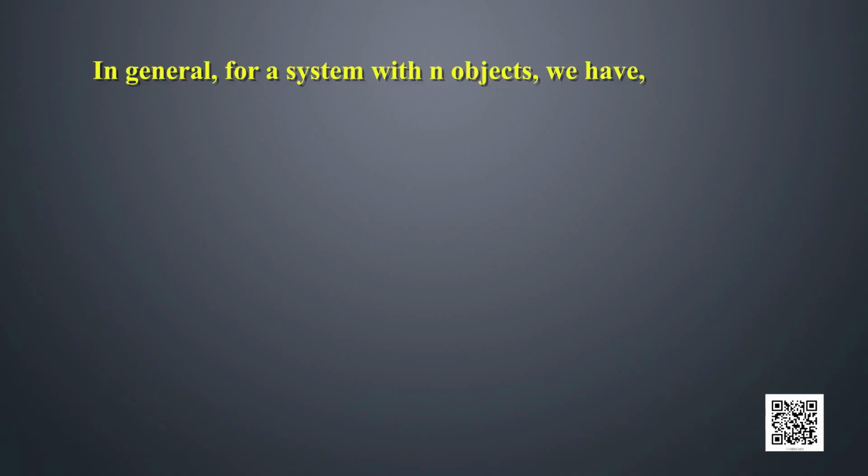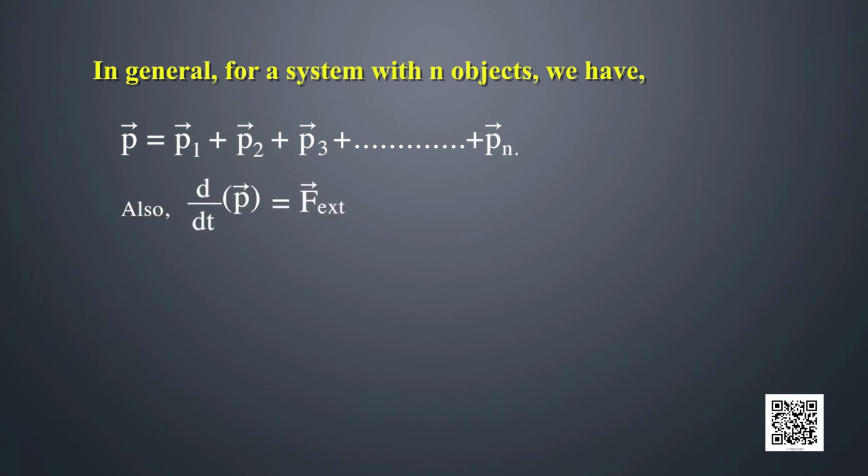Let us now see what will happen if we have a large number of objects forming a system. In general, for a system with n objects, we have total linear momentum P equal to P1 plus P2 plus P3 and so on up to Pn, that is, the vector sum of all these momenta. Also, the rate of change of momentum dP over dt is equal to the net external force.